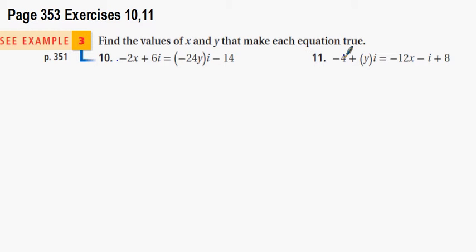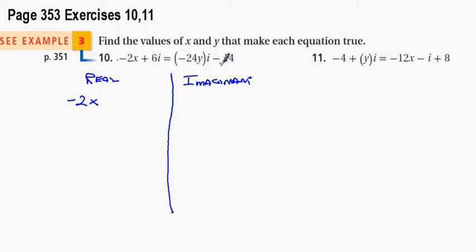Okay, on exercises 10 and 11, we need to find the values of x and y that make each equation true. So in this case, we're going to separate this equation up into two parts, the real and the imaginary. And the imaginary. Okay, so looking at the real part here, this is negative 2x.